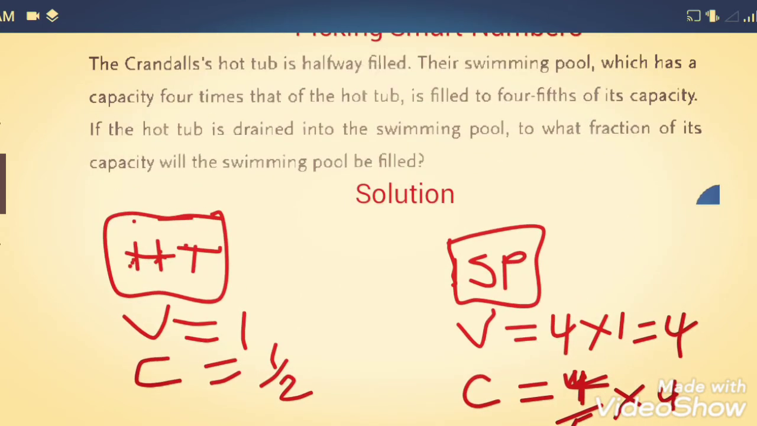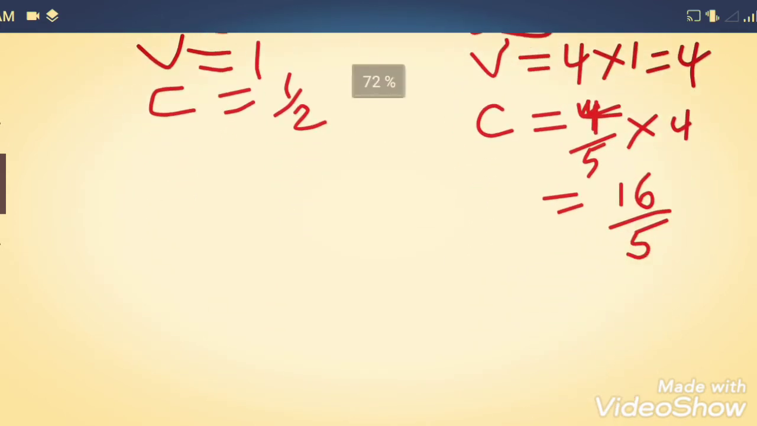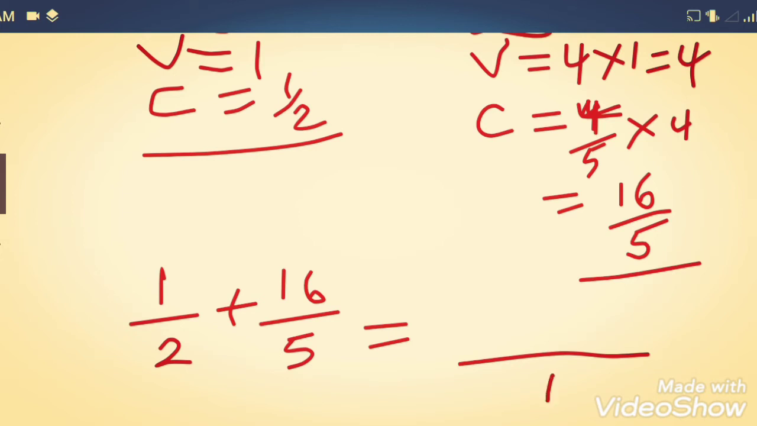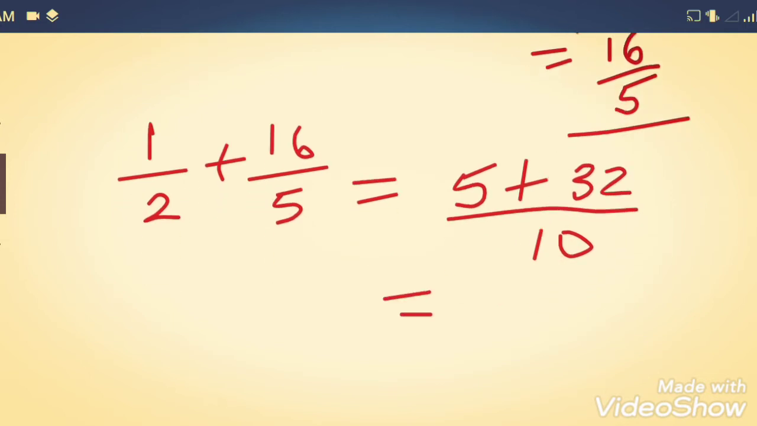Alright, so the question says if the hot tub is drained into the swimming pool, so we're going to add this and this, so we're going to have 1/2 plus 16/5. Now the LCM of 2 and 5 is 10. 2 into 10 is 5, 5 times 1 is 5, plus 5 into 10 is 2, 2 times 16, that's 32. So when you add up, you're going to get 37/10.